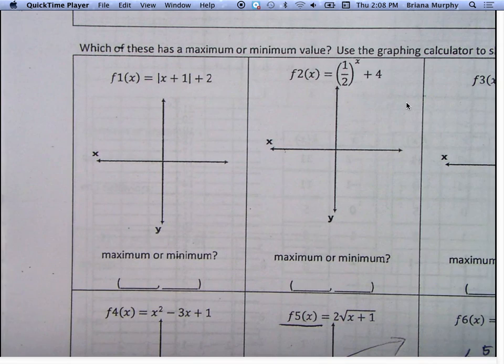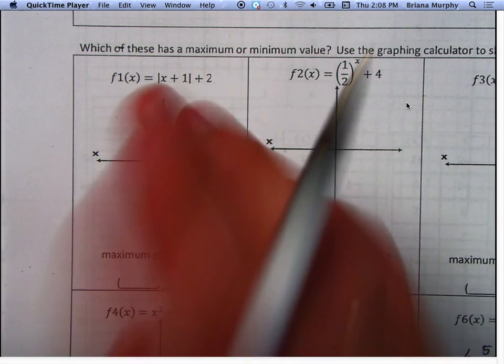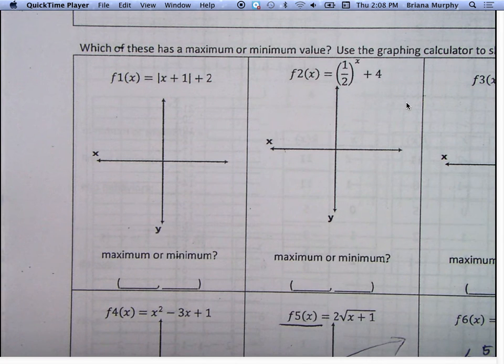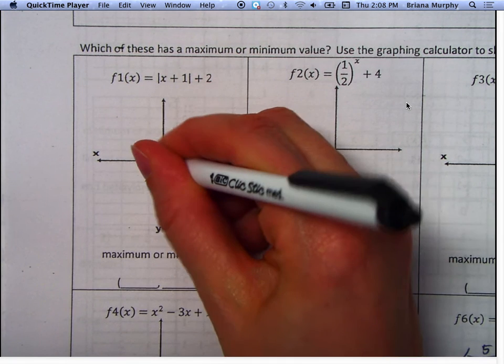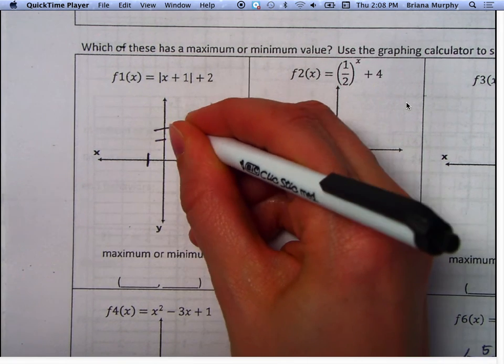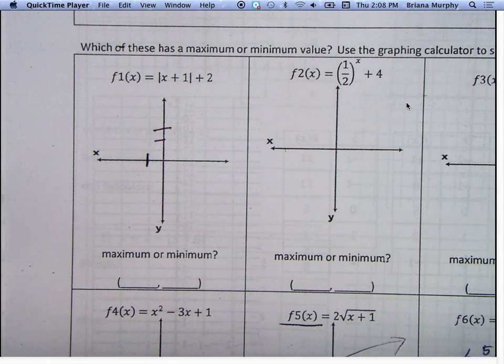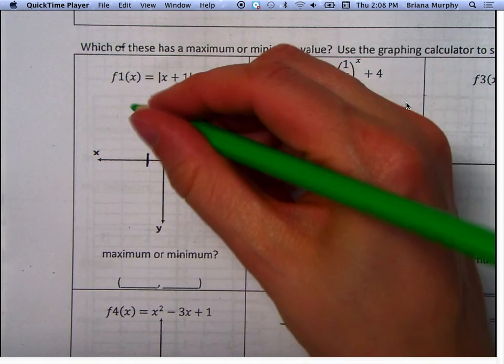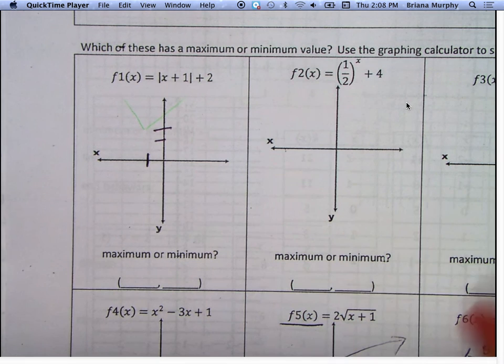Let's look at number 1. We've got the absolute value. Can we try sketching this without the graphing calculator? Let's think. This is what I think is going to happen. I'm going to go to the left 1, up 2. I think it's going to look like this. Okay? Let me put it in my calculator now. Double check.